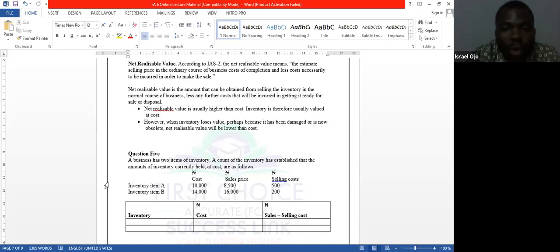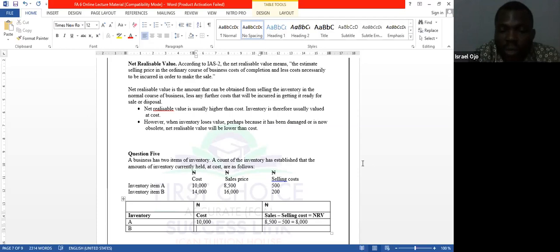Now, this is what we're going to suppose. We come down here to the table. We have A, we have B. So for A, the cost is 10,000. And the sales price is 8,500 minus our selling price. We're trying to get our net realizable value. So this one equals net realizable value. Okay. So that was minus what? Selling price is 500. And that will give us a total sum of 8,000.